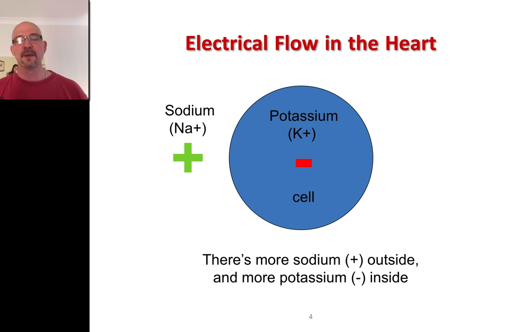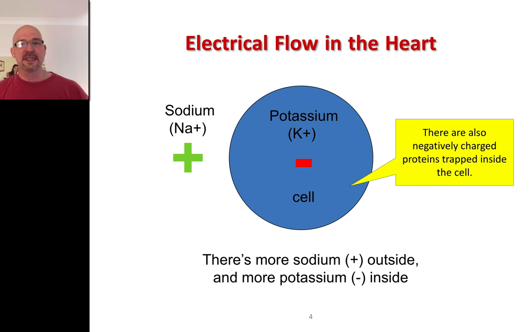Now, we've set this up before. We have our heart, or our cell, the blue thing, and we have the outside of the cell. And I've told you that there's more sodium outside the cell than there is potassium, and there's more potassium inside the cell than there is sodium. There are also some other things inside the cell. So there are things like proteins, for example. Proteins are trapped inside the cell, and proteins are negatively charged.